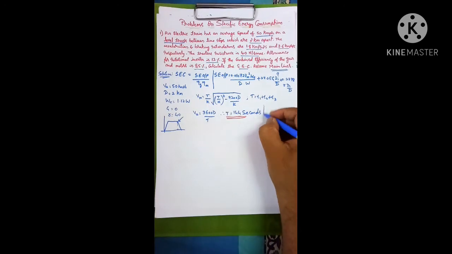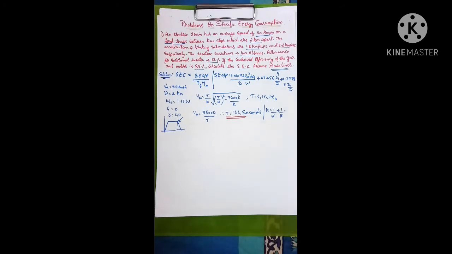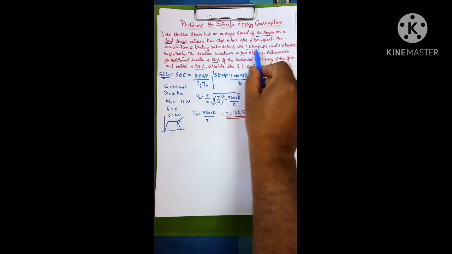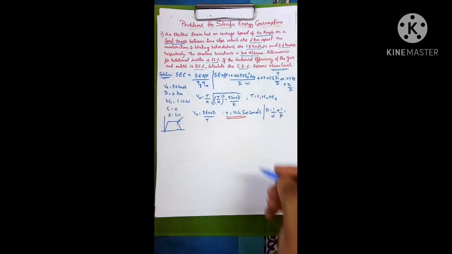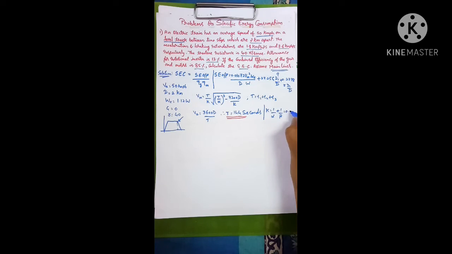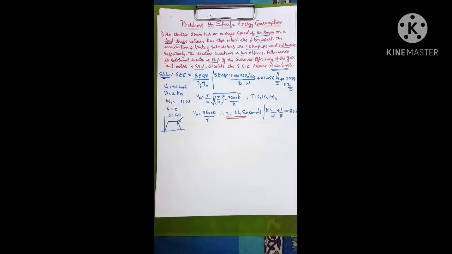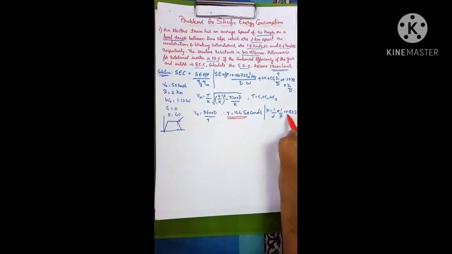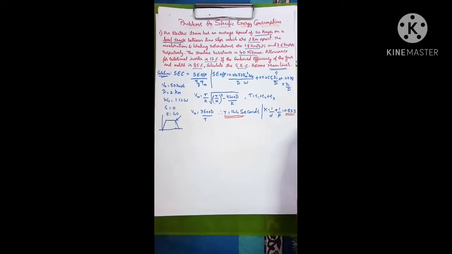Here we can write the formula for K. K is nothing but 1 by alpha plus 1 by beta. In the question, alpha and beta are given again: alpha is 1.8 and beta is 3.6. Just by substituting those two values we get 0.833. That is the K value.